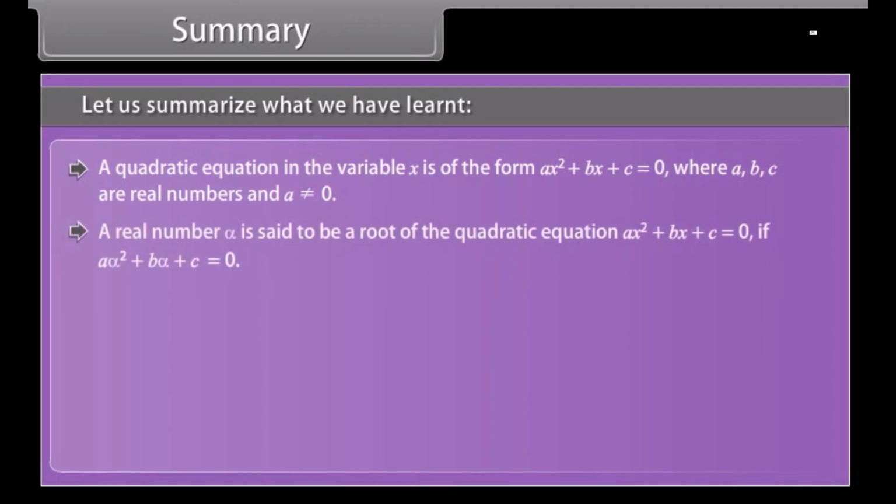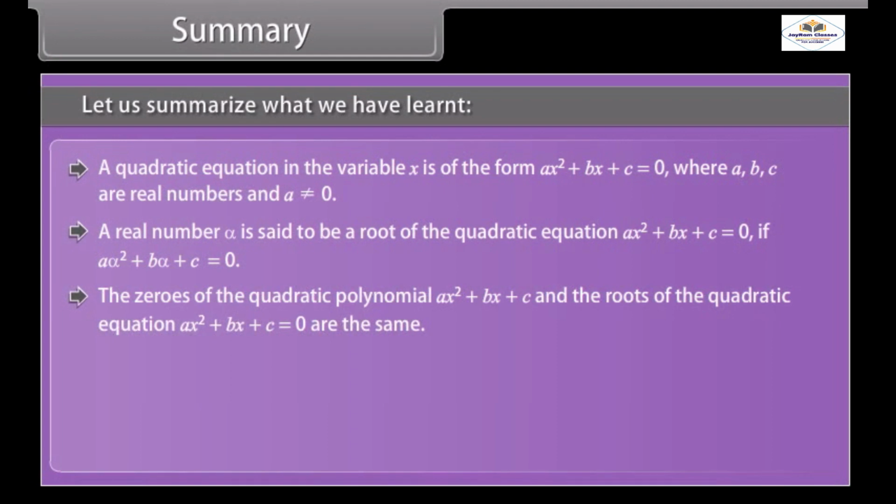A real number α is said to be a root of the quadratic equation ax² + bx + c = 0 if aα² + bα + c = 0. The zeros of the quadratic polynomial ax² + bx + c and the roots of the quadratic equation ax² + bx + c = 0 are the same.